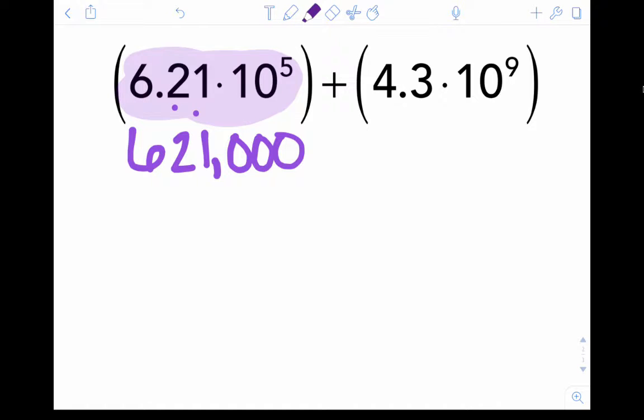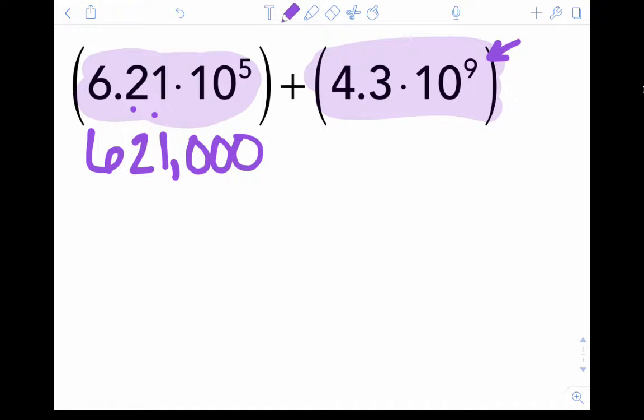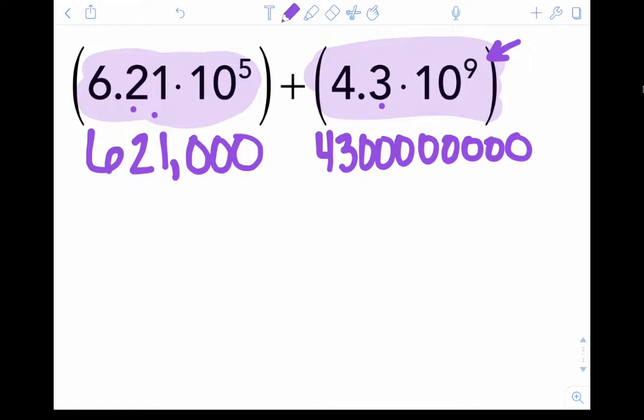Next, I have 4.3 times 10 to the 9th. I need to rewrite that in standard form. Well, my decimal is going to move 9 times to the right because it's positive. 1 spot's taken, which means I have 8 zeros. So this is going to be 4, 3, and then 1, 2, 3, 4, 5, 6, 7, 8. And to break this up, I need to make sure I put my commas every 3 numbers. So 1, 2, 3, comma, 1, 2, 3, comma, 1, 2, 3, comma. So this problem is 621,000 plus 4,300,000,000.